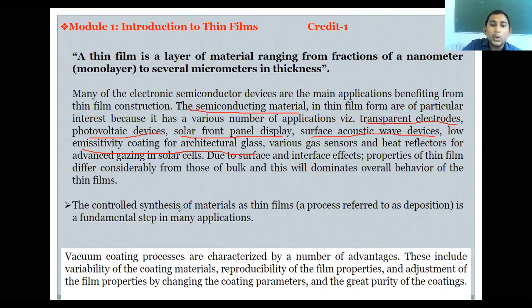The controlled synthesis of materials as a thin film is a fundamental step in many applications. So how thick are they?